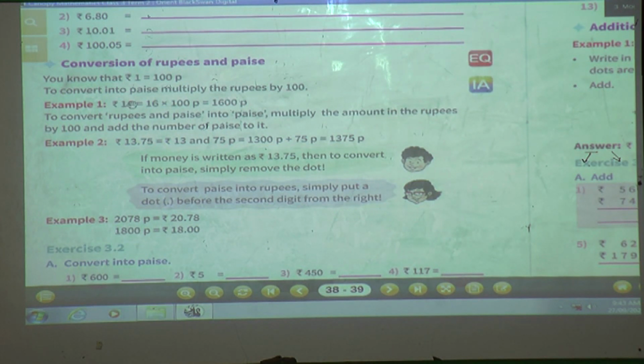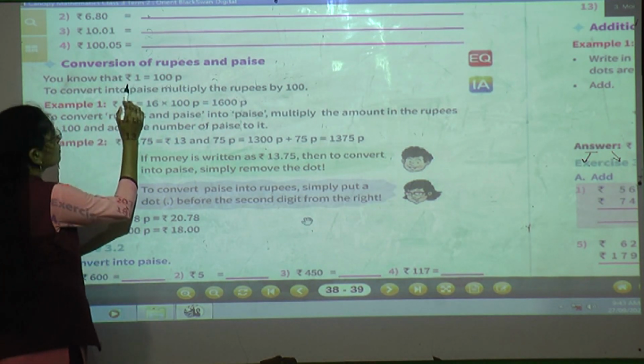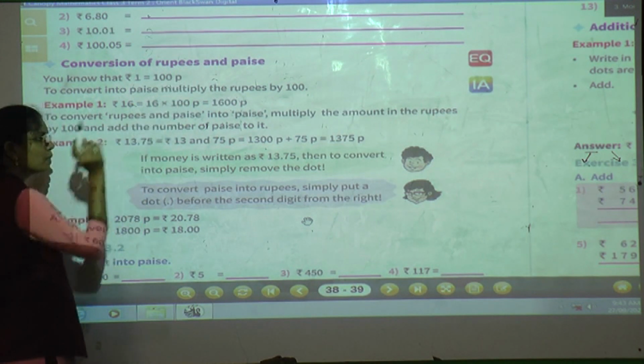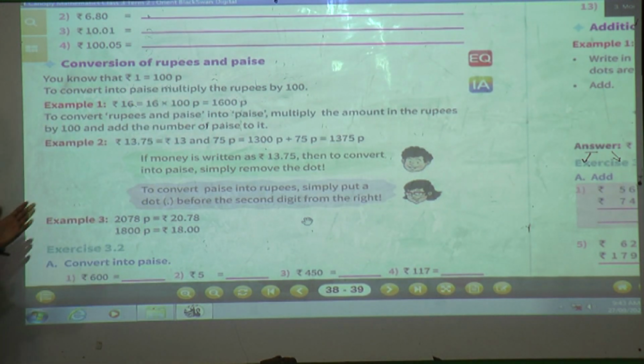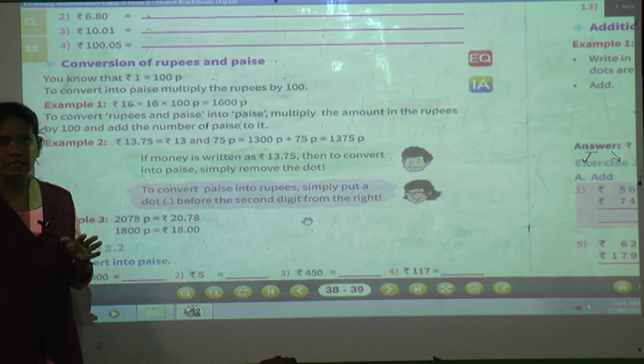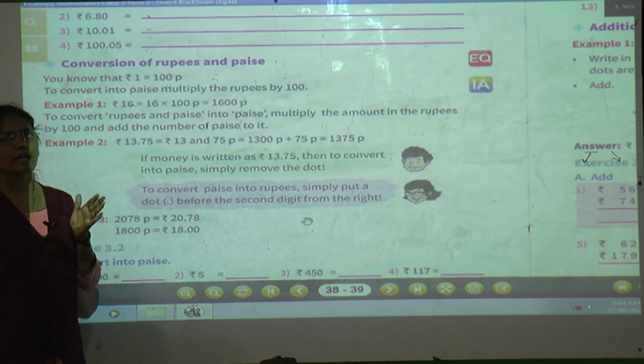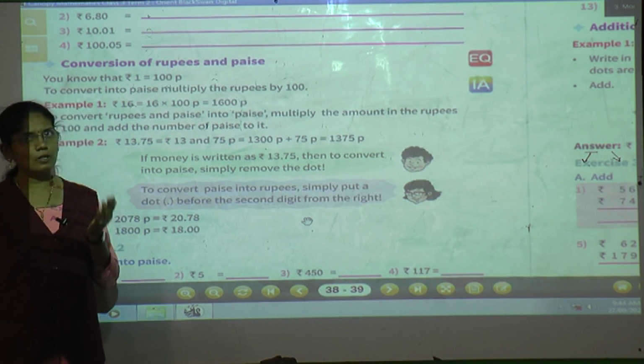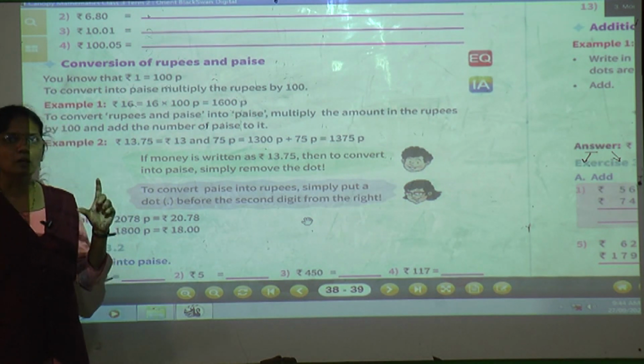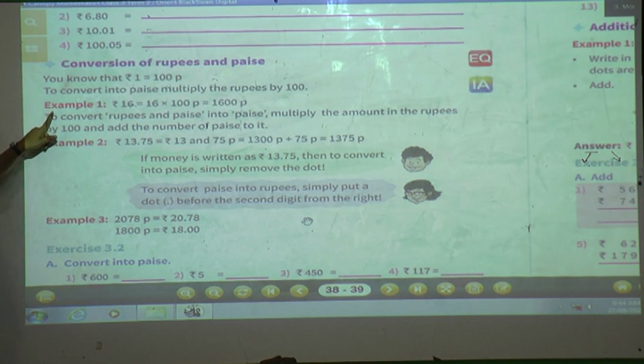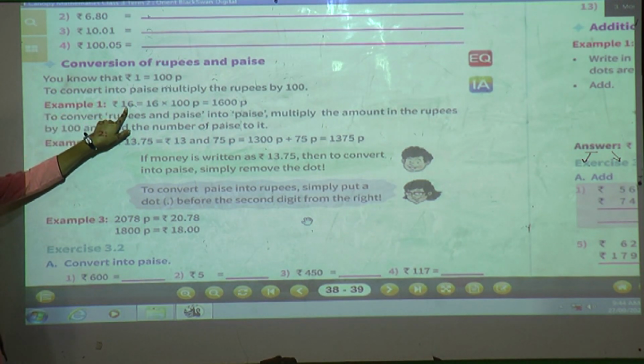Suppose the value is written in rupees, and if we have to convert that value into paise, then we have to multiply the rupees by 100. Then we will get the value in paise, because 1 rupee is equal to 100 paise. So if we want to convert rupees into paise, we just multiply the rupees by 100, and we will get the value in paise. See here, one example is there, rupees 16.